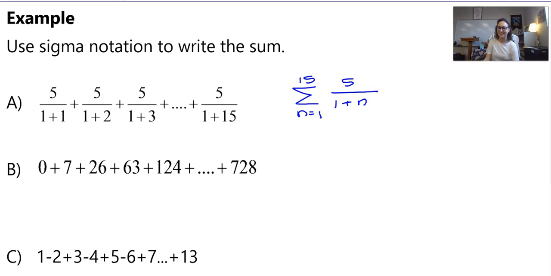Hit continue when you're ready to talk about it. Okay, maybe you're able to figure out the pattern. If not, let me give you a little hint. What I'm going to do is add 1 to each term.